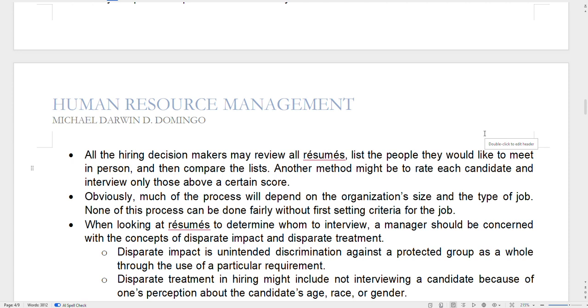Yung disparate treatment, ganun din naman. Diba? Bakit? Masyadong bata pa. Masyado nang matanda. Ay, ano, ayoko niya, black. Mga ganun, 'di ba? So, let us try to avoid that.